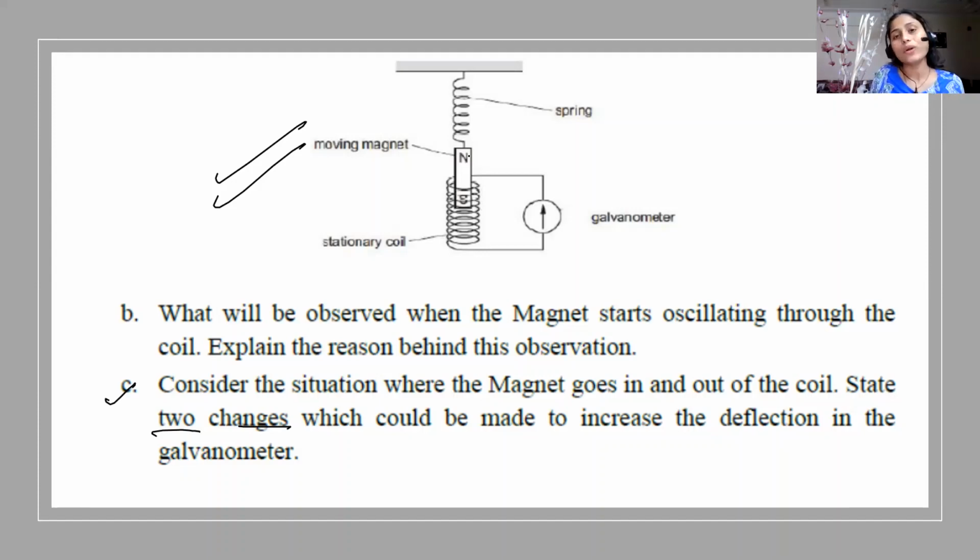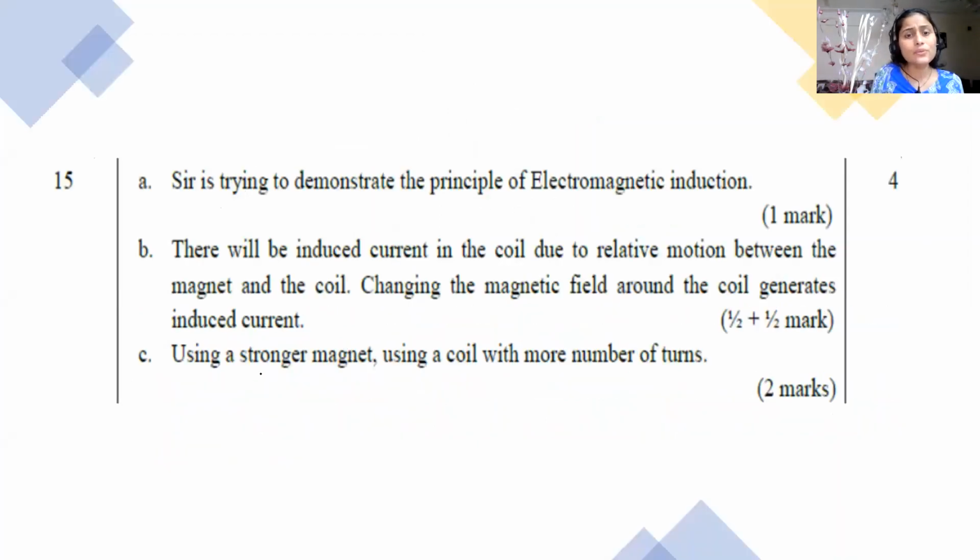Obviously, the two parameters which you can see here: the first thing you can do is increase the number of coils, right? The number of coils in the stationary coil, you can increase that. Also, you can increase the strength of the magnet. According to this whole setup, these two are the things which you can change. So we can use a stronger magnet and a coil which has more turns, right?